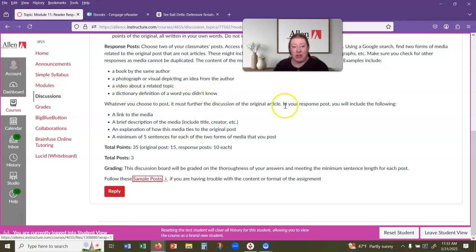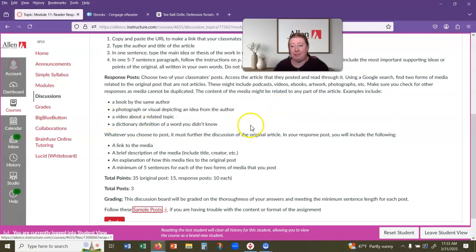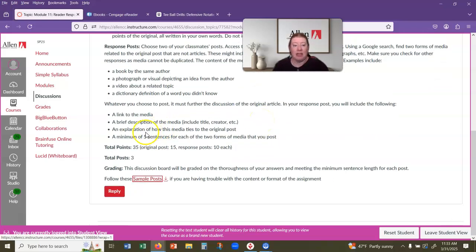Maybe a dictionary definition of a word you don't know, maybe something related. So maybe they've done, like, a World War II article. Now you can look and see, maybe you might link a film about it. Or maybe you might link an ebook about something related. And so all of that, you just need to link the media, a brief description, an explanation of how it ties in, that kind of thing, a couple of sentences for each one.